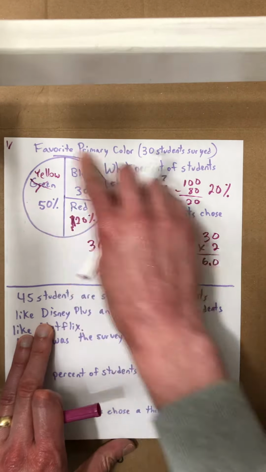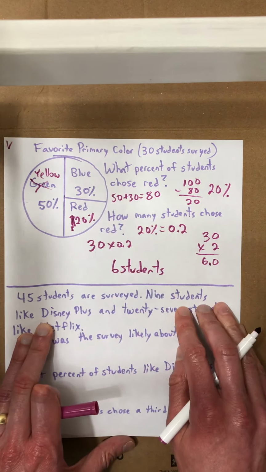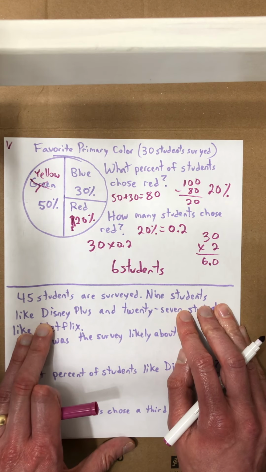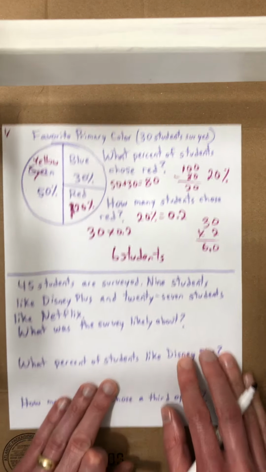Now the way I was able to get to these answers is I had to remember that a full circle graph or a full pie chart should add up to 100%. So that's why I was able to find out that there was 20% there for the red.